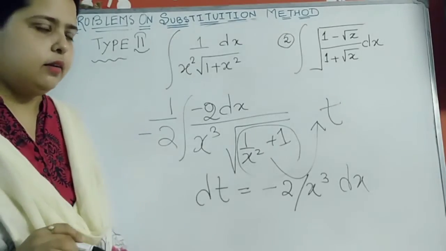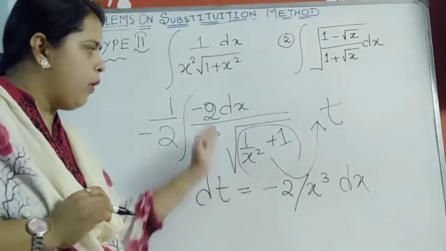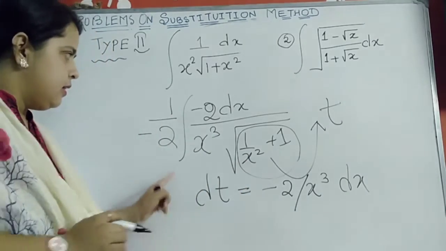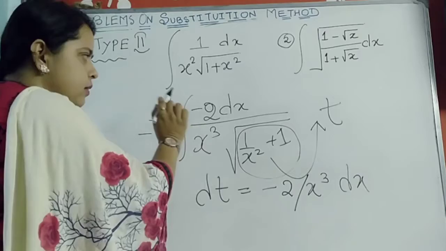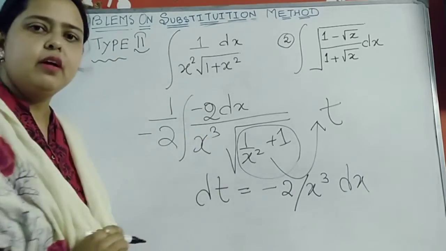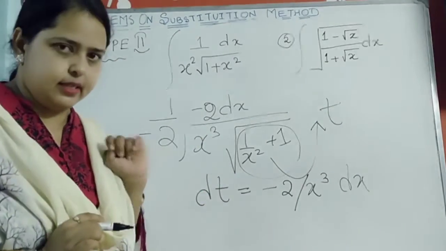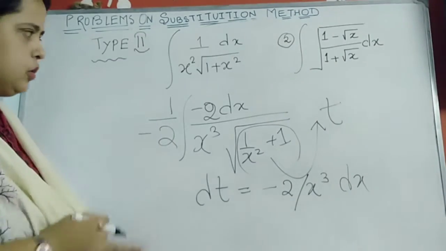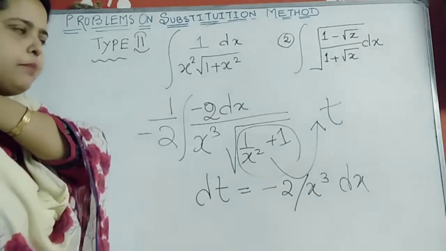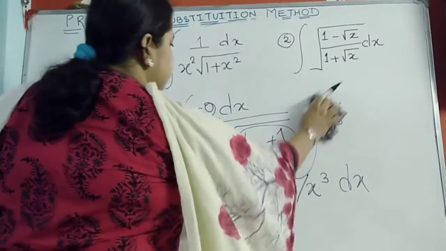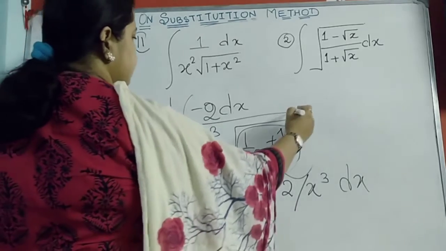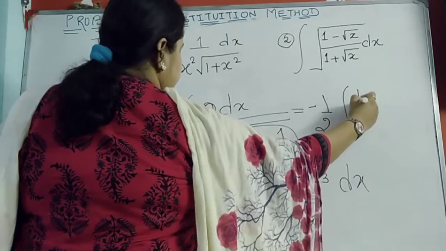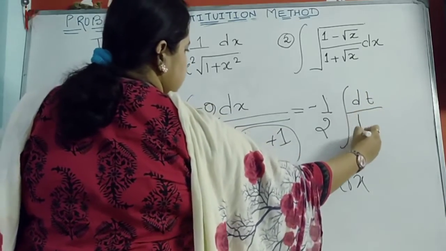Is it okay? The 1 under the square root is taken as t, and the rest becomes, with the multiplication of minus 2, as dt. So I am going to replace everything in terms of t now. After replacing everything in terms of t, how does the integrand become now? It becomes a very simple one, that is, dt over root of t.